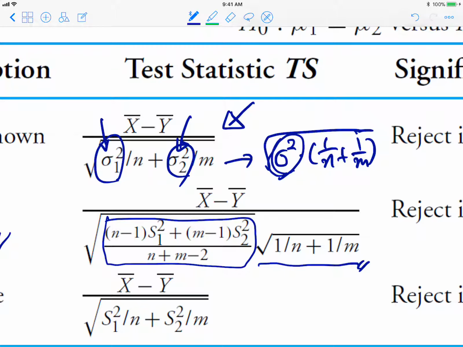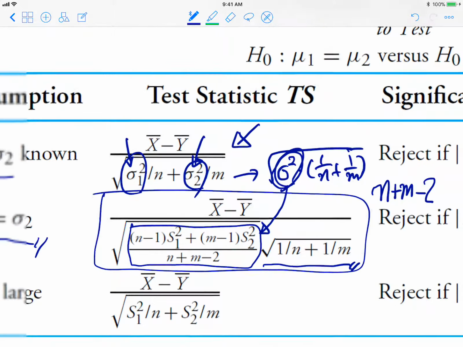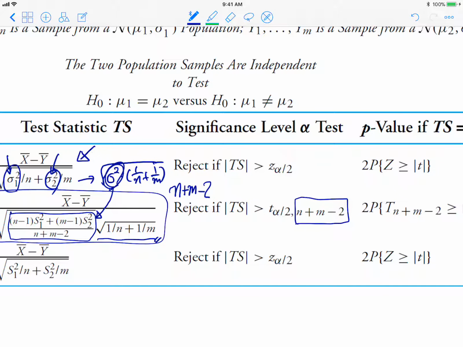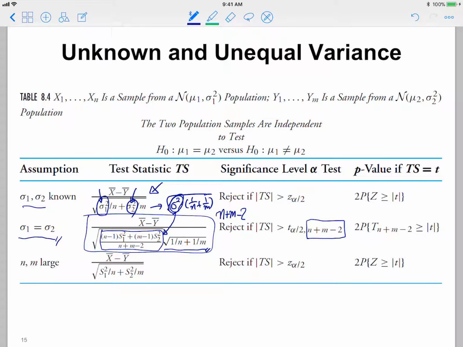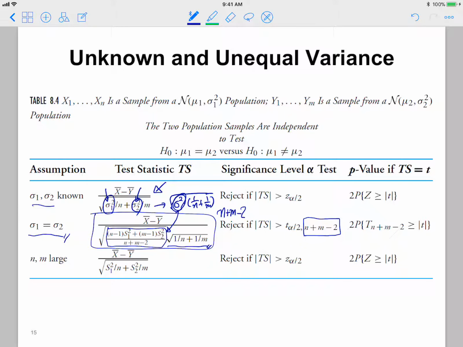So if we replace this value with our pooled variance, this one will follow the t distribution with the degree of freedom of what? n plus m minus 2, right? So that's why we see this value as the degree of freedom of a t distribution.